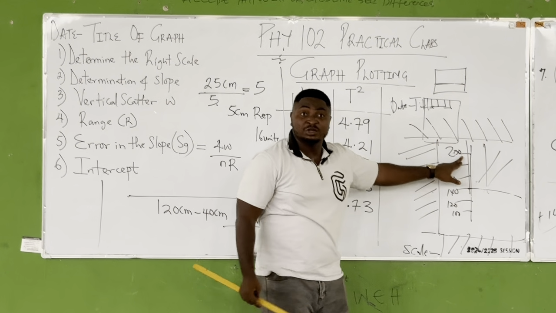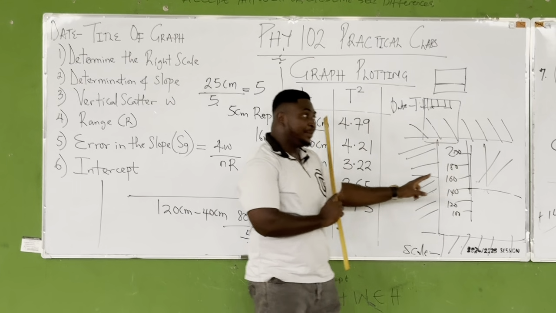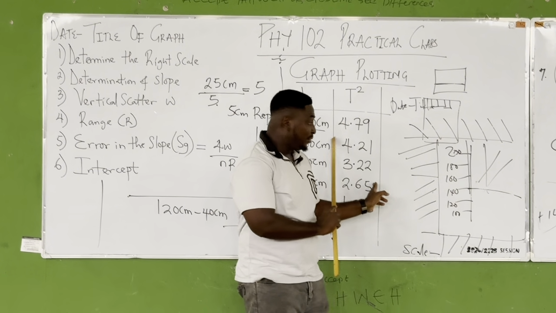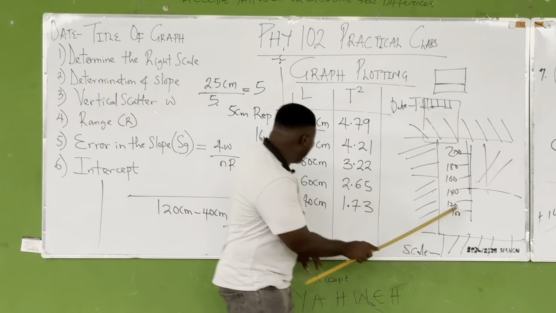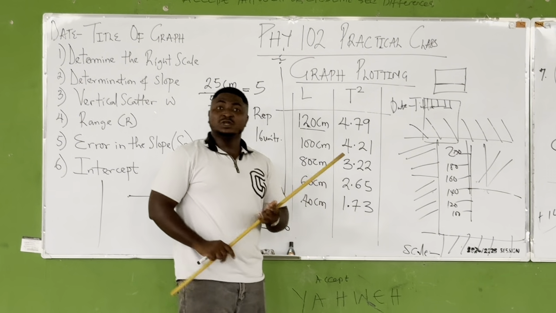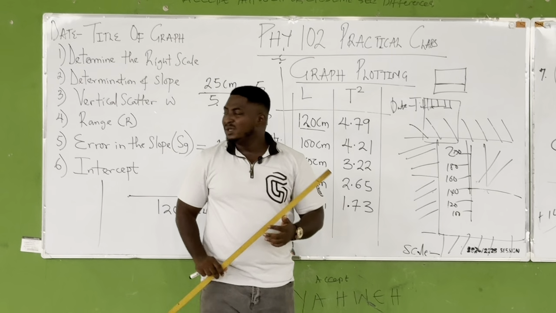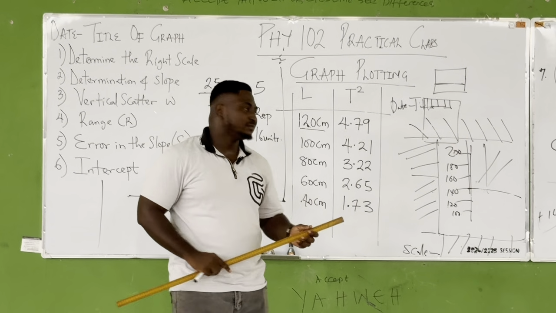What do you need 200 for? Is it in your table? Is 180 in your table? 160 in your table? 140? The highest point is 120. There's not even space for the remaining 60, 40, because I've already used everything for things that you don't need. So this is my method. It's going to help you to maximize your graph space.